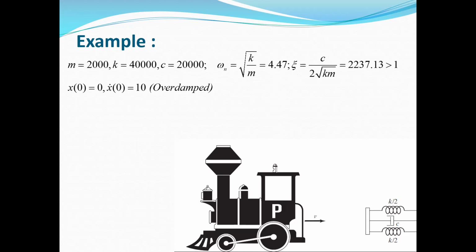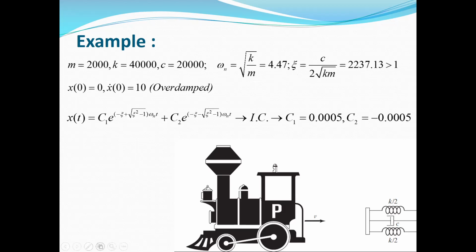As you can see, this term is the damping ratio, c divided by 2 times the square root of k times m. You can substitute k, m, and c and calculate. You can see that psi, the damping ratio, is more than 1. So this is an over damped system.